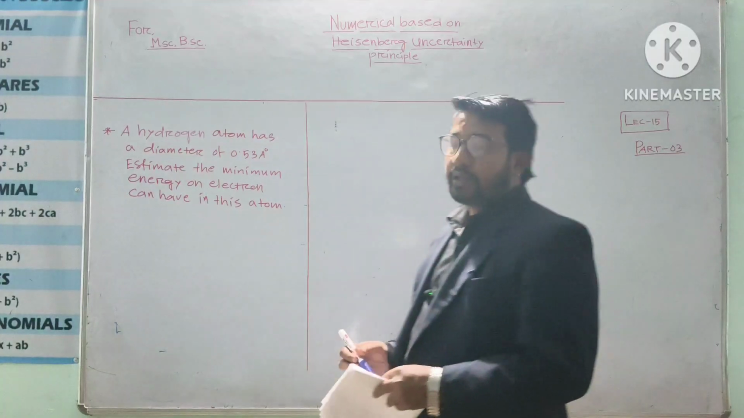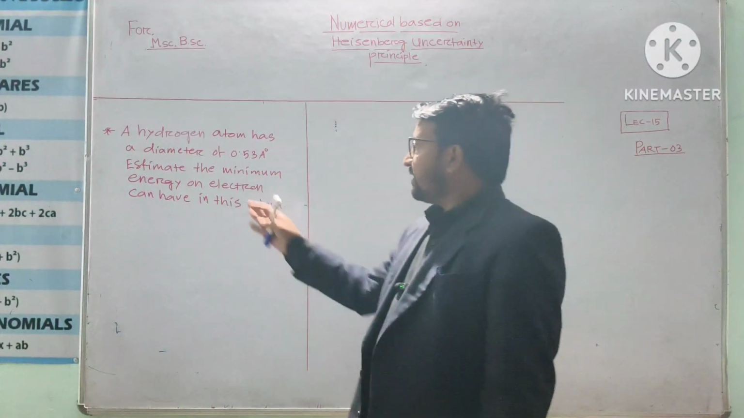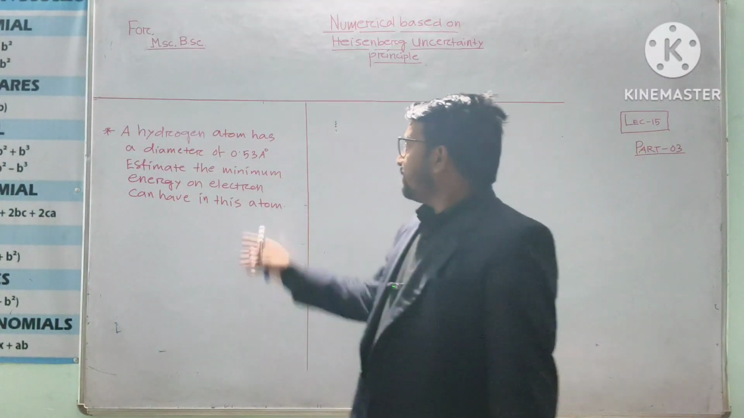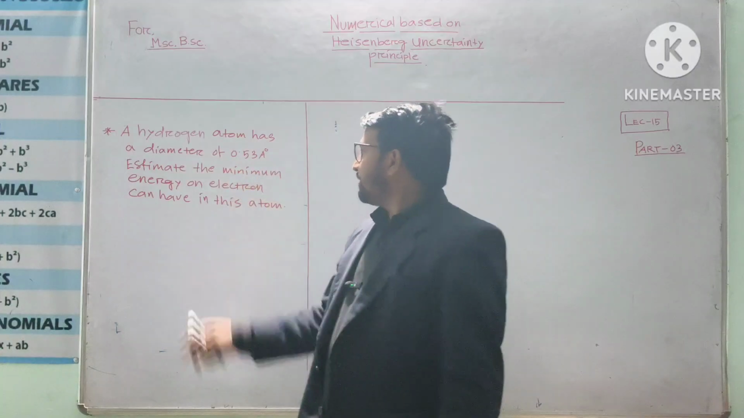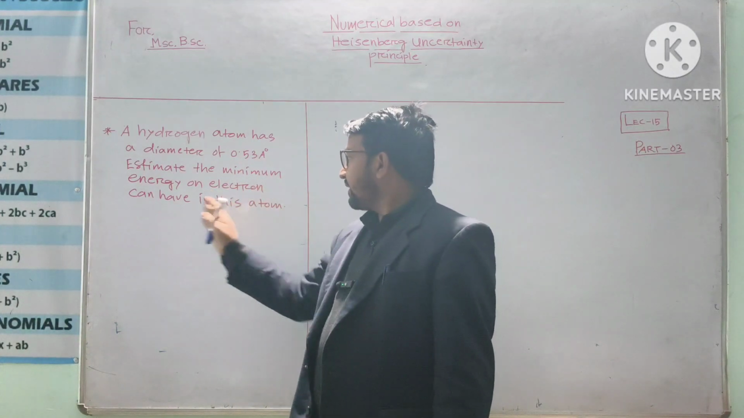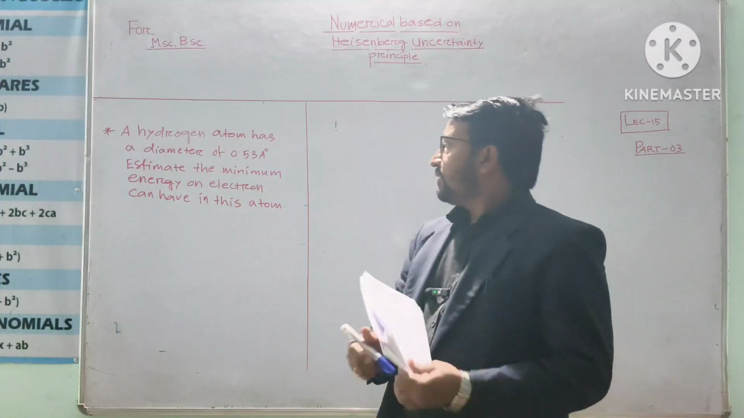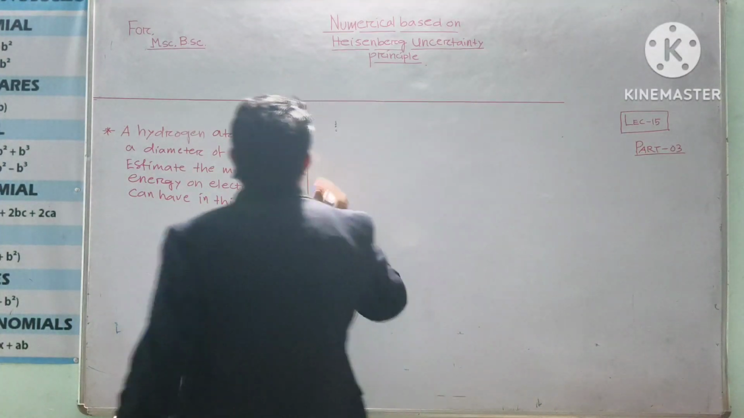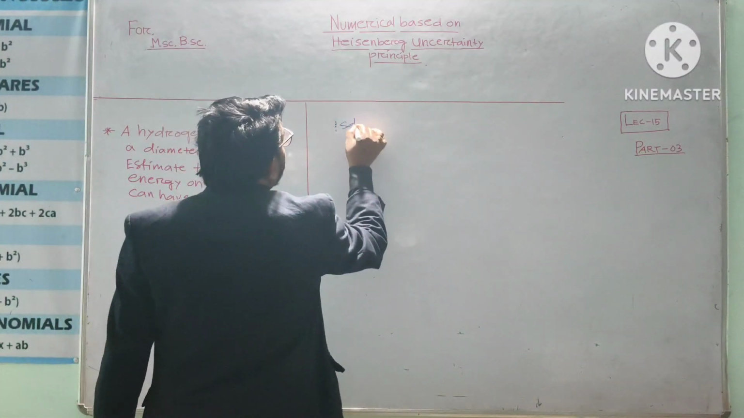Okay, our next numerical problem. The statement of this problem: a hydrogen atom has a diameter of 0.53 angstrom. Estimate the minimum energy an electron can have in this atom. Okay, solution of this question. The given information of this question.